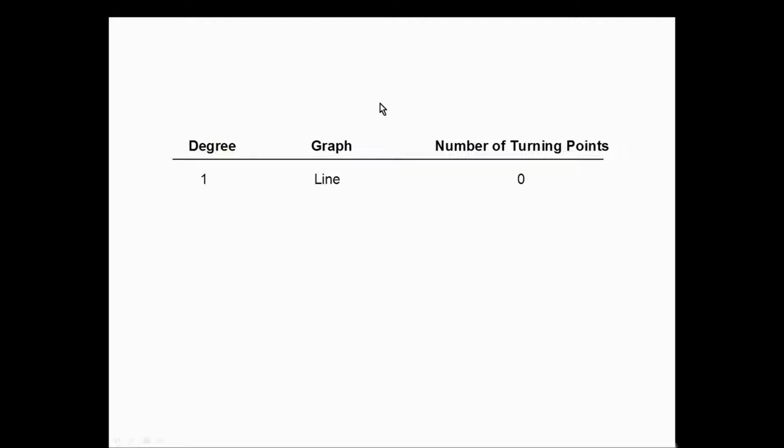Okay, degree 2, remember that's the parabola. Right side up, upside down. So degree 2, it's a parabola. There's one turning point. Remember, that turning point is the vertex. On the parabola, the turning point is the vertex of the parabola.